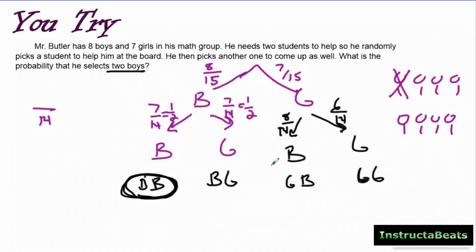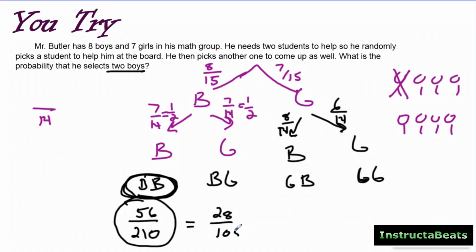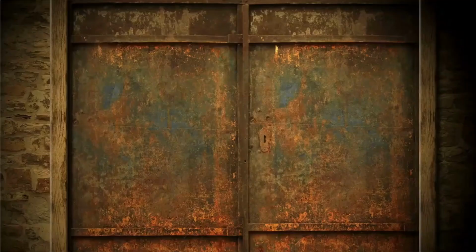So you don't even have to do the math for the rest of the tree diagram. You can get your calculator out, and you know your numerator is going to be 56, and then 14 times 15 is 210. So the probability, if he did this 210 times, we would expect him to pick two boys 56 out of those times. And you could even simplify that if you wanted to, and you could say your answer was 28 out of 105. So that's how you use your tree diagram in a non-uniform, dependent type of way.